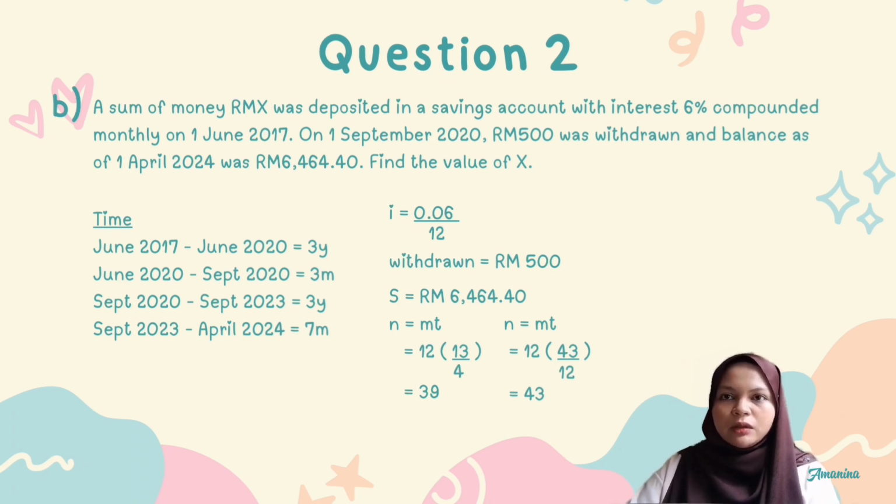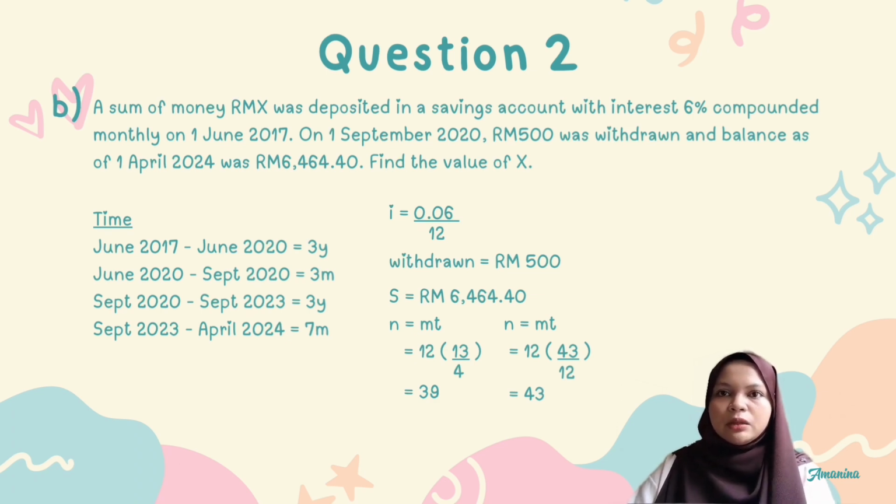On 1st September 2020, 500 ringgit was withdrawn and the balance as of 1st April 2024 was 6,464 ringgit 40 cents. Find the value of X. First, make a timeline from 1st June 2017 until 1st September 2020. We will get 3 years and 3 months, which is 39 months.